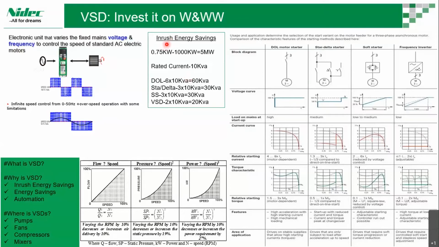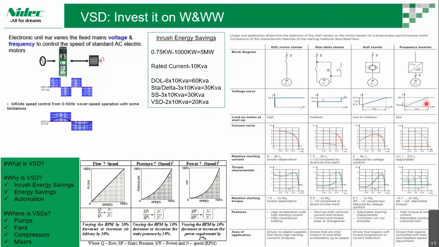Coming to why a VSD is used, the first reason is inrush energy saving. Any motor can be started in these ways: a direct online motor starter, as in this block diagram, a star delta starter, a soft starter, and a frequency inverter. When we talk about the voltage curve, we can see here clearly what the voltage curve shows.